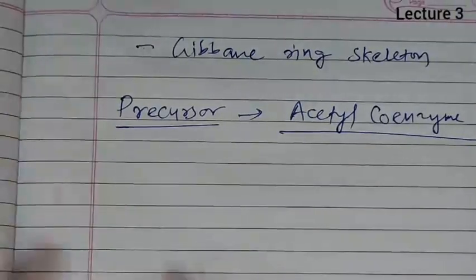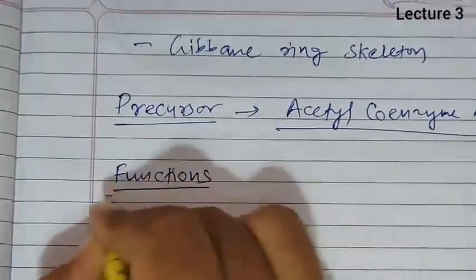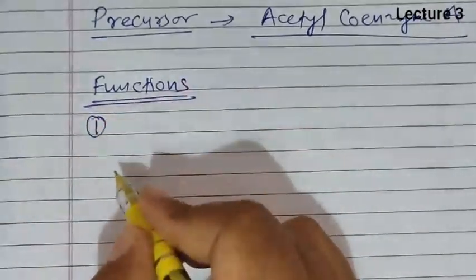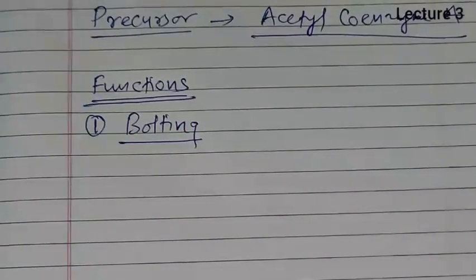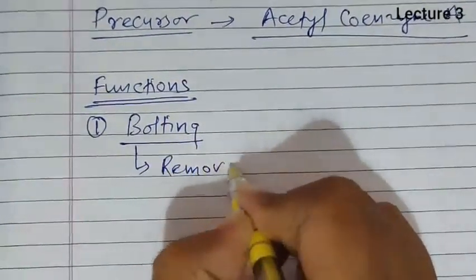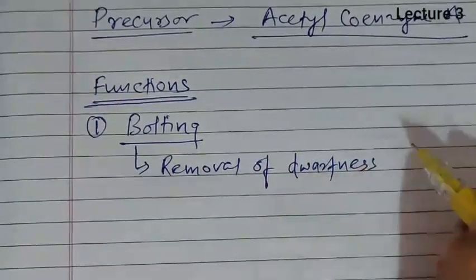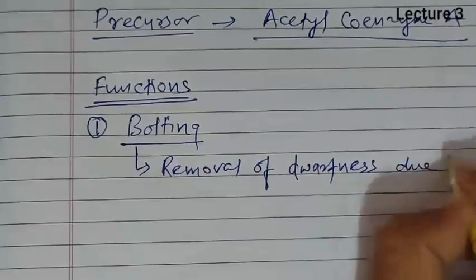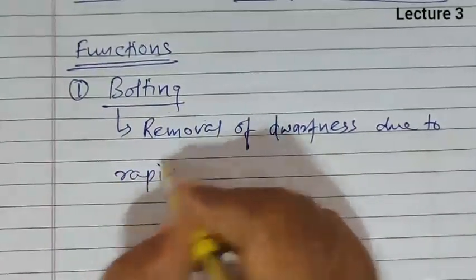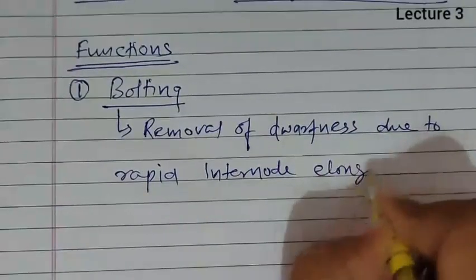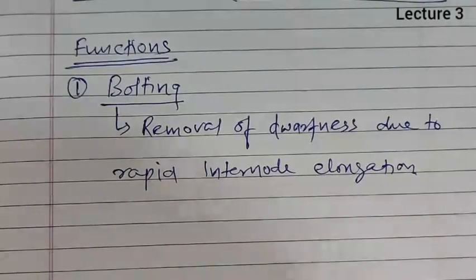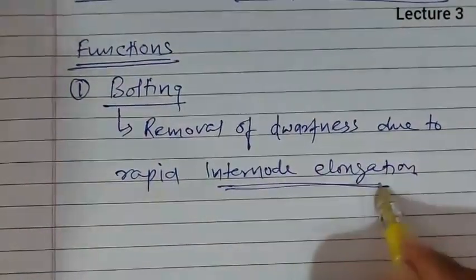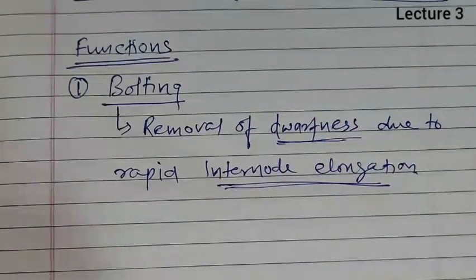Now we talk about the functions of gibberellins. Next we focus on the functions of gibberellic acid. The first function of gibberellic acid is that it causes bolting. Bolting is nothing but removal of dwarfness due to rapid internode elongation. In a dwarf or rosette plant, internode growth is poor, but large leaves appear to form a group. So if rapid internode elongation occurs, the dwarfness will be removed and they become a normal plant.